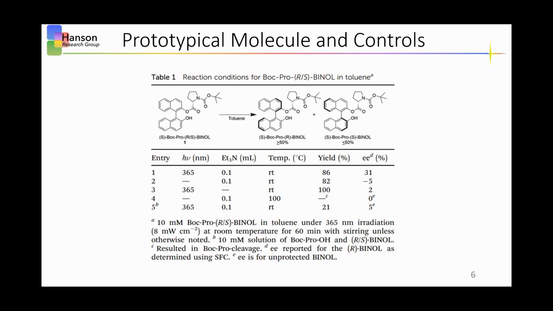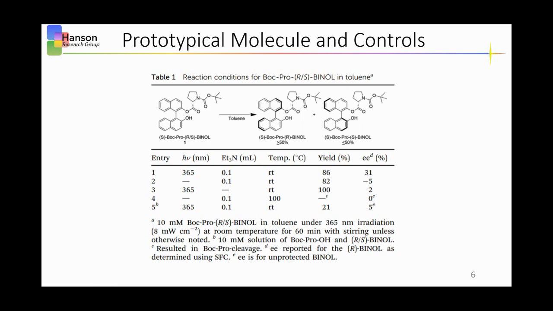In the next entry down, we did not irradiate our sample, still performed it at room temperature with the base. We got less yield, probably because of the difficulty in workup and separation from the base, and we saw a negligible amount of enantiomeric excess. This was probably just random error. The next sample down, we removed base from our system, and we saw that we had no enantiomeric excess whatsoever. And even without light at a higher temperature, we don't end up getting an enantiomeric excess. The reason that no yield is reported for 4 is because the presence of the base at the elevated temperature actually managed to cleave the Bach-proline group from our BINOL.